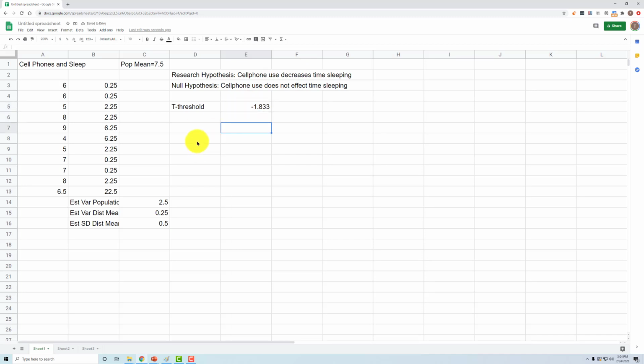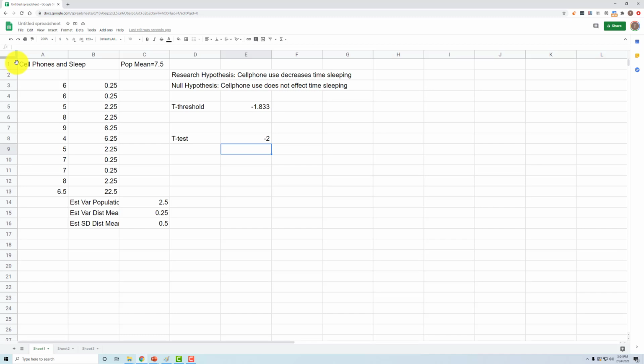Now, we can calculate the t-test. So we're going to take the mean of my sample, 6.5, minus the mean of the population, 7.5, divided by the standard deviation of the distribution of means, and I get negative 2. This is beyond my threshold, which suggests that it's significant. Right? So I can reject the null hypothesis that cell phone use does not affect sleeping.